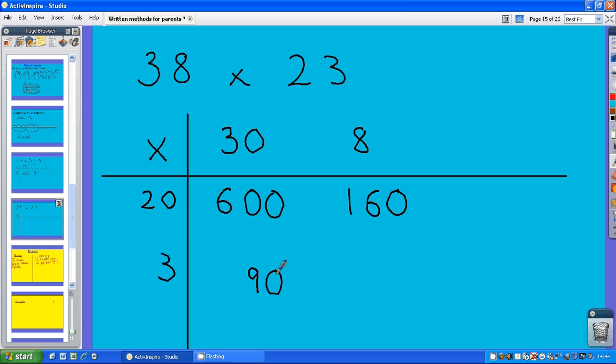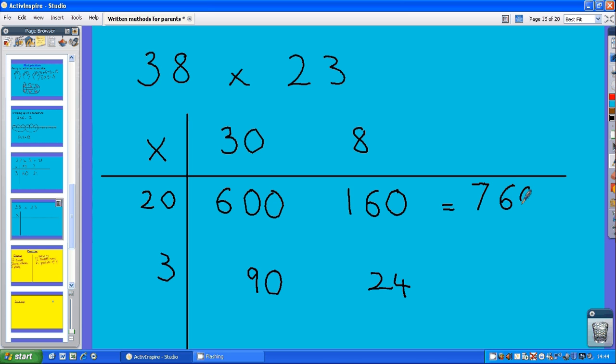We have a known fact, 3 times 8, 24. We have multiplied each number by the other numbers, and so now we need to add our answers together. We have 600 and 160. 600 add 100 is 700, add the 60 is 760. The 90 add the 24, we know that 20 is 10 and 10 and 4 more. So 90 add 10 is 100, add another 10 is 110, add the 4 is 114.